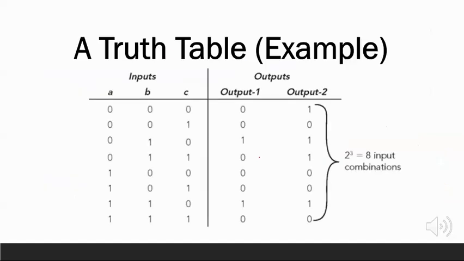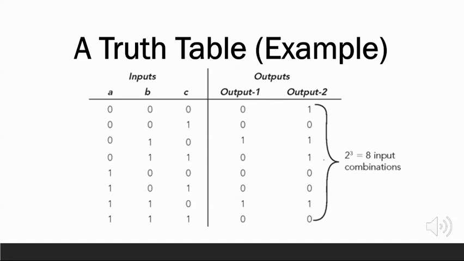Generally, to construct a truth table, we can determine the number of rows based on the number of inputs. Since each input could be either 0 or 1, one input needs 2 rows, 2 inputs need 4 rows, 3 inputs need 8 rows, and n inputs need 2 power n rows. And here we show an example of a truth table.